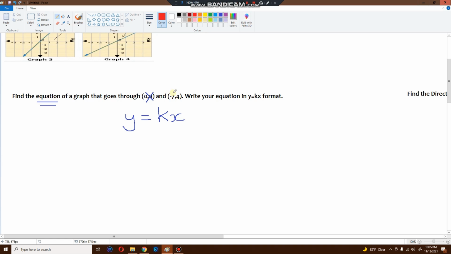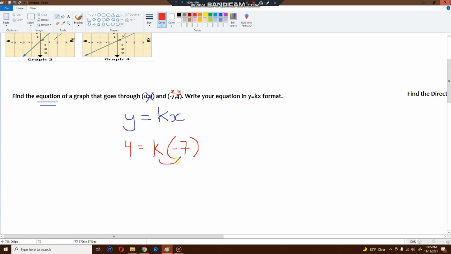So I'm going to take minus 7 and 4. And I know that minus 7 is on the x-axis and 4 is my y value right here. So let's substitute them in this formula. So y is 4, k is k, I don't know what that value is yet, and x is, in parentheses, minus 7. I just substituted it. And I'm going to clean up a little bit because right now it doesn't look too good.